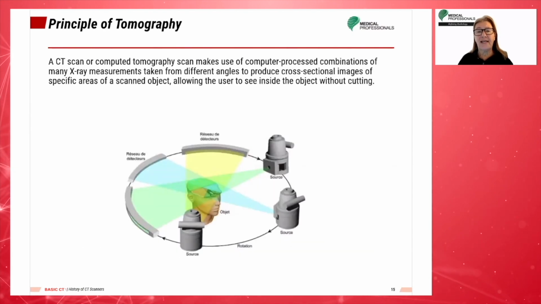A CT scan is typically called a slice, as it corresponds to what the object being scanned would look like if it were sliced open along a plane. So, while a typical digital image is composed of pixels or pixel elements, a CT slice image is composed of voxels or volume elements.